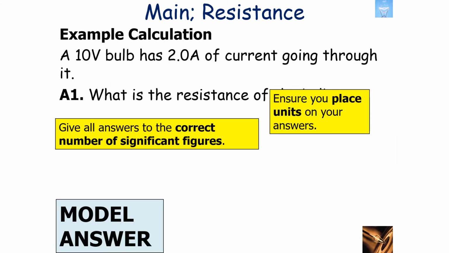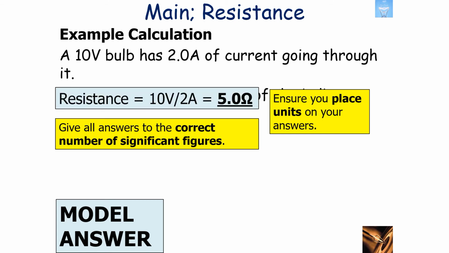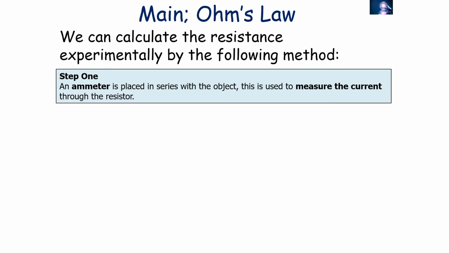So let's have a look at an example calculation. A 10-volt bulb has 2.0 amps of current going through it. What is the resistance? So the resistance is going to be 10 volts divided by 2 amps, which equals 5 ohms. So we can actually also calculate the resistance experimentally by carrying out the following method.